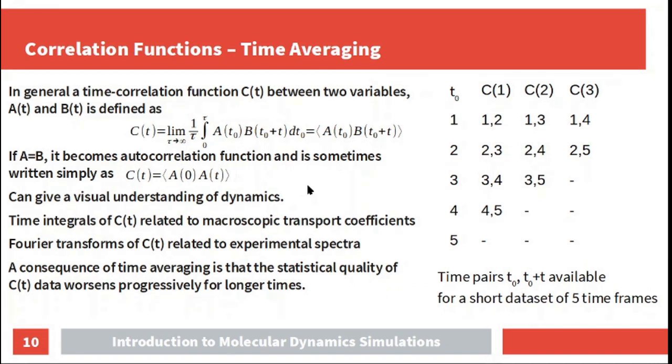So now we can talk a bit more about correlation functions in general. Time correlation function. So generally, time correlation function C(t) between two variables A(t) and B(t) is defined as this quantity.